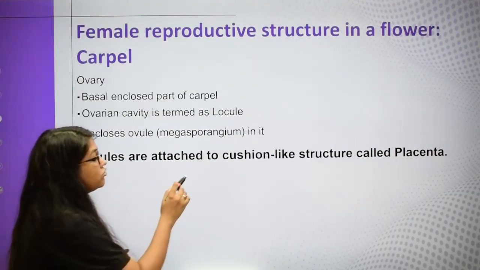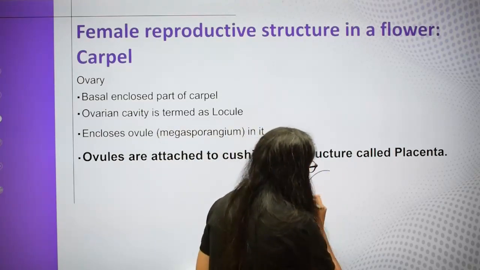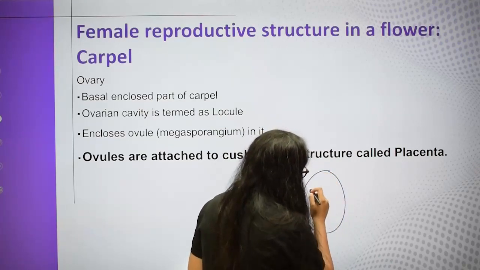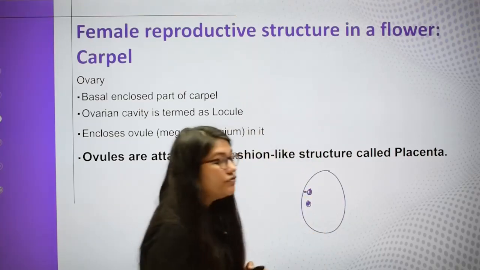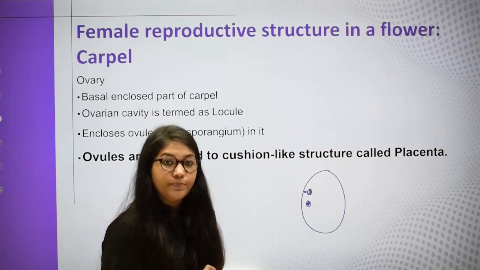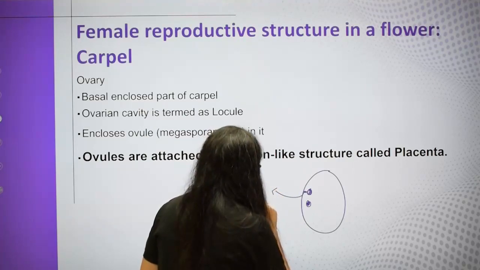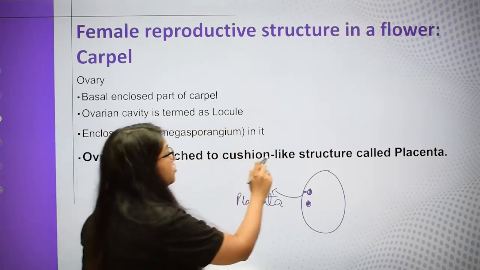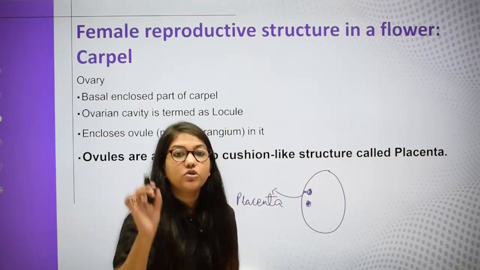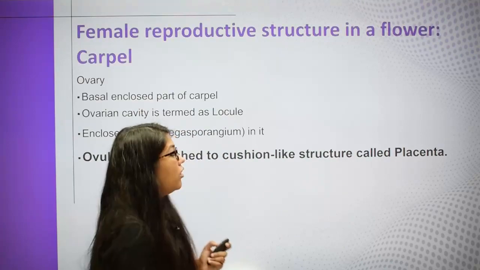Ovules are attached to a cushion-like structure called the placenta. Now let's understand what is placenta. Suppose this is my ovary. ठीक है? This is one ovule, this is another ovule. Now this ovule is of course getting attached to the wall of the ovary with the help of some tissue. That tissue is nothing but placenta. So ovules are attached to a cushion-like structure called the placenta. So basically what is placenta doing? It is helping in attachment of the ovule to the wall of the ovary, right?